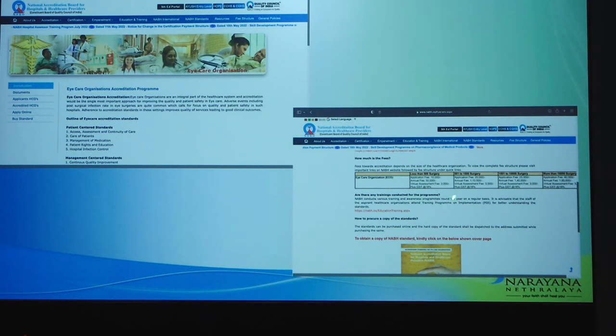And your next question would be, what is the current fees? The fees is mentioned here, at the bottom part of this. You scroll down, you also get the fees which is applicable. And here you have to see, there is no concept of bed. That's the difference in the eye care standard.